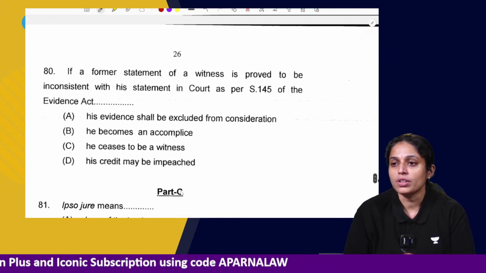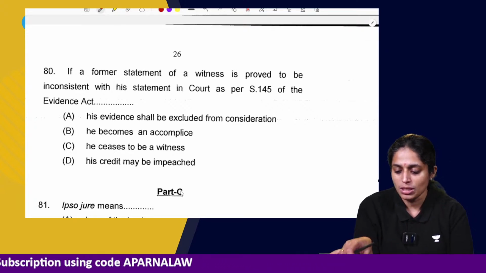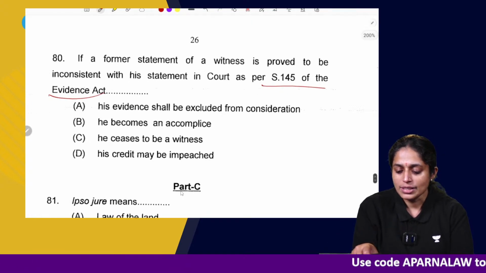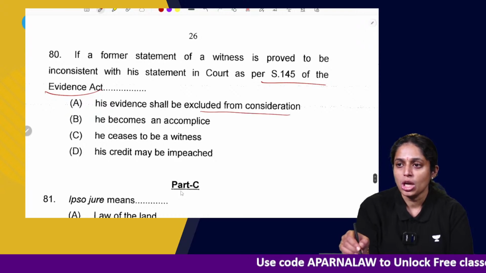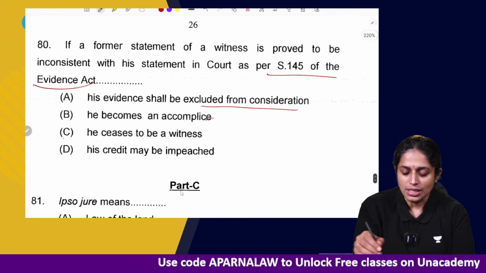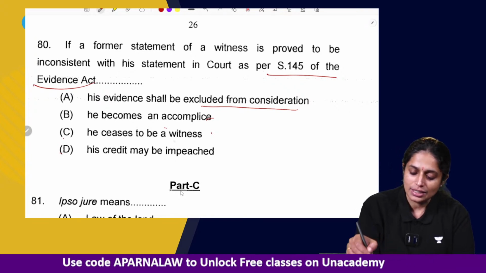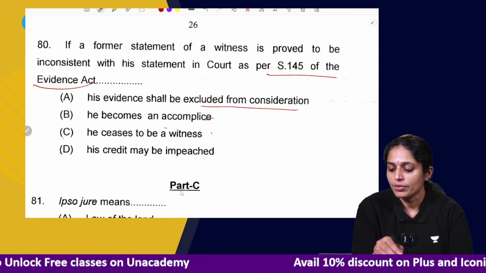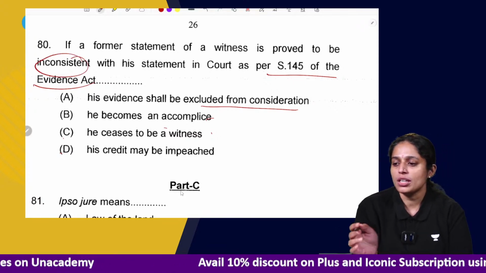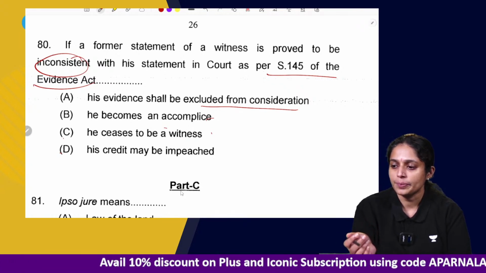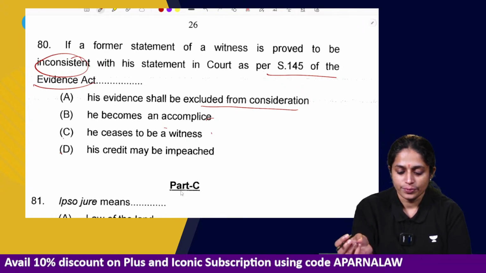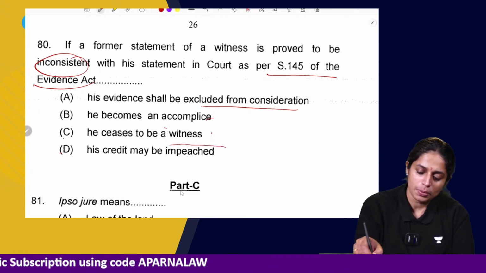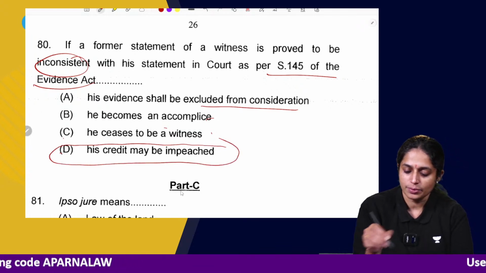If a former statement of a witness is proved to be inconsistent with his statement as per section 145 of the Evidence Act, A, his evidence shall be excluded from consideration. B, he becomes an accomplice. C, he ceases to be a witness. And D, his credit may be impeached. What can be done if the former statement is inconsistent? D, his credit may be impeached. D is the correct answer.